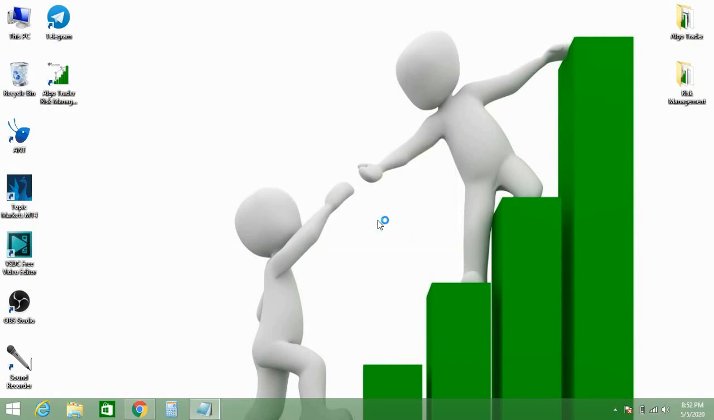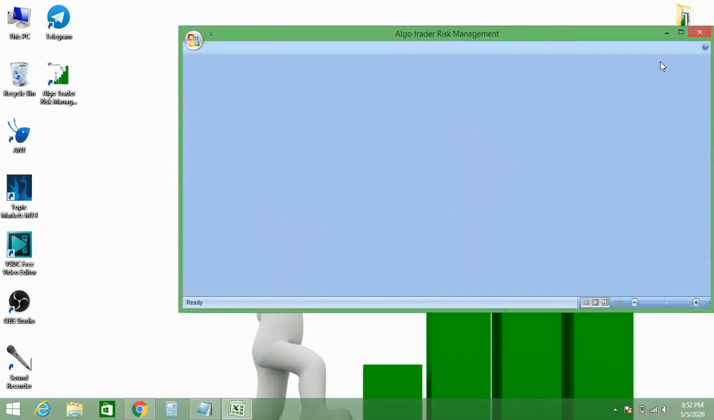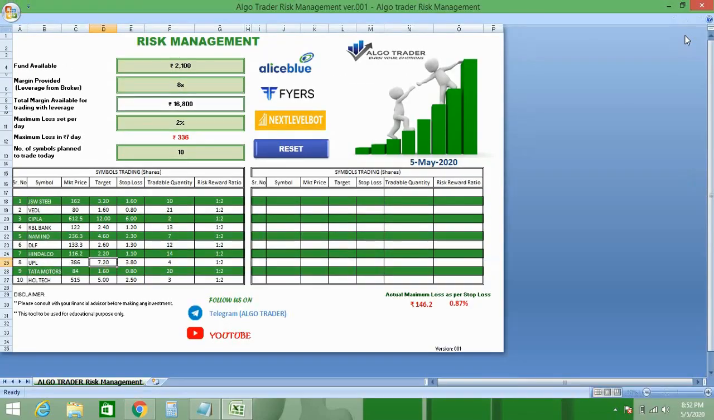So first come first, guys. First is the fund available. Suppose you have 20,000 trading capital, just put that over there, or if you have 1 lakh, just put whatever trading capital is available in your account. For ease of understanding, as an example, I am putting 1 lakh over here, and the next one is the margin provided.